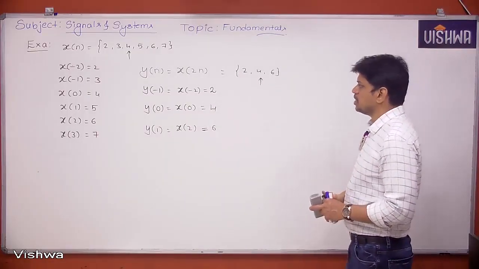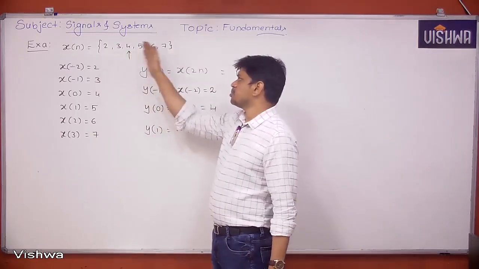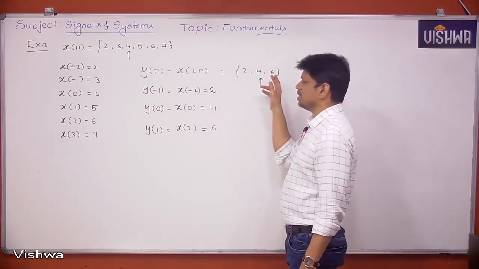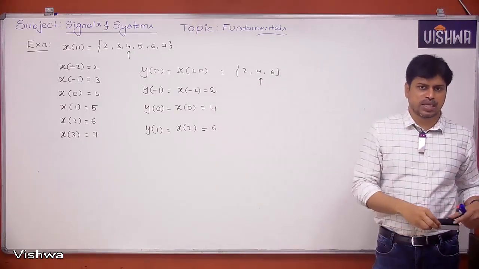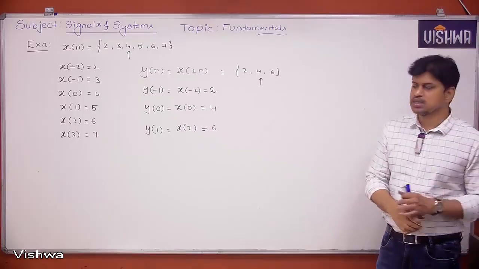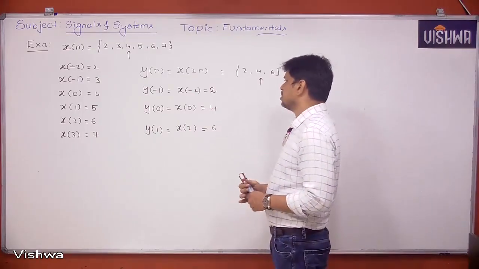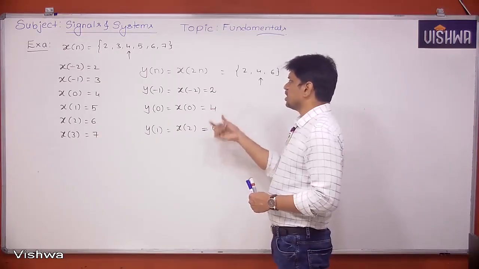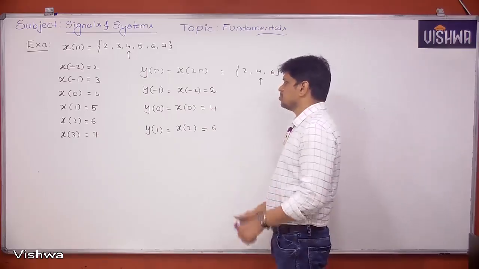If you observe carefully, x of n has so many samples, whereas x of 2n has only some of the samples, not all. We are getting fewer samples, which is called downsampling. Sir, is it required to do these kinds of things every time to find x of 2n? No need. Let's see how we can do this.